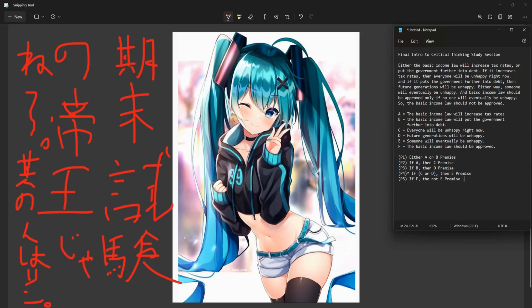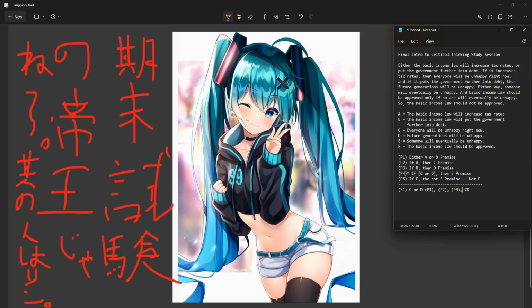And the conclusion we have, based on the writing, is not F, which is the basic income law should not be approved. So now that we have our conclusion that we're looking for, let's find the steps to it. So S1, if you look at your handy dandy cheat sheet, you will be able to write C or D. And the way you do that is with premise 1, premise 2, and premise 3, using CD, which is constructive dilemma: either A or B, if A then C, if B then D, therefore either C or D.